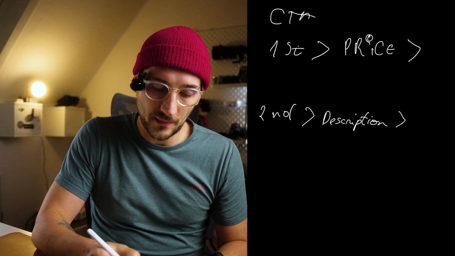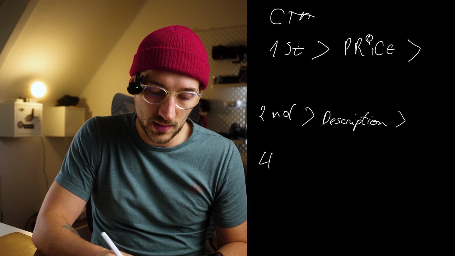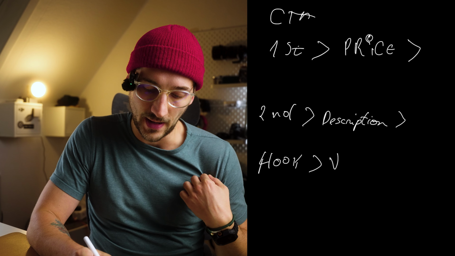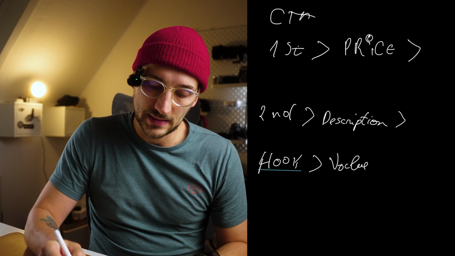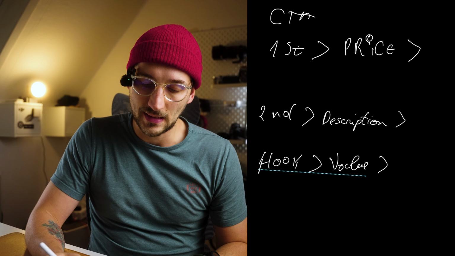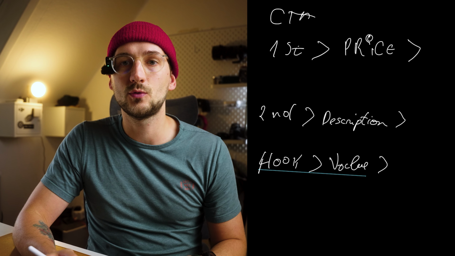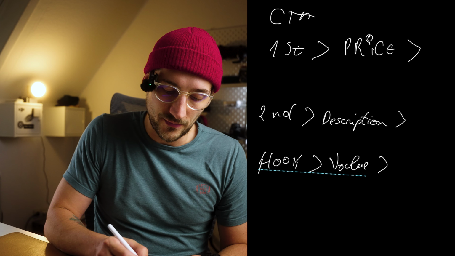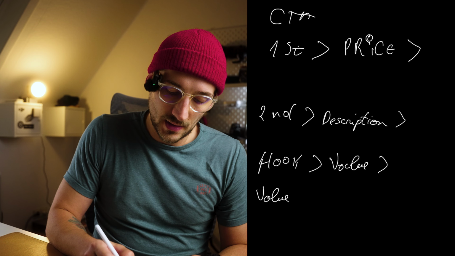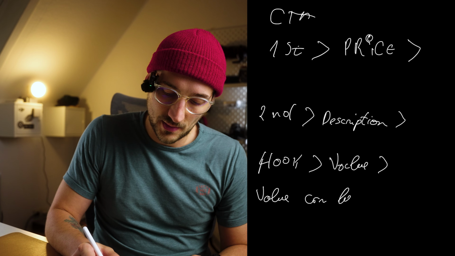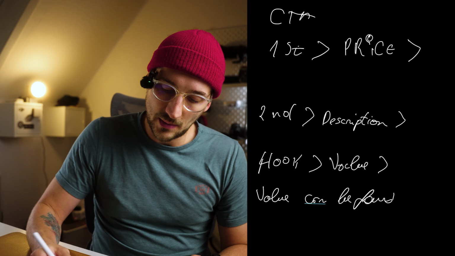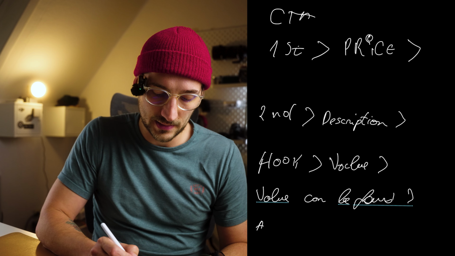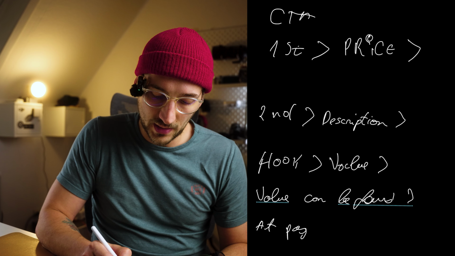So if I'm having something like a hook, and then I have value, and then that value, I refer to where it can be found in the color grading manual. So that value can be found somewhere in the color grading manual or in the product at page X.